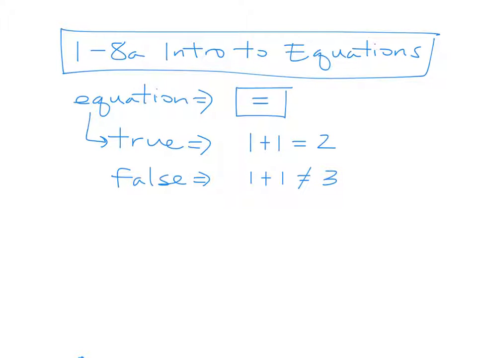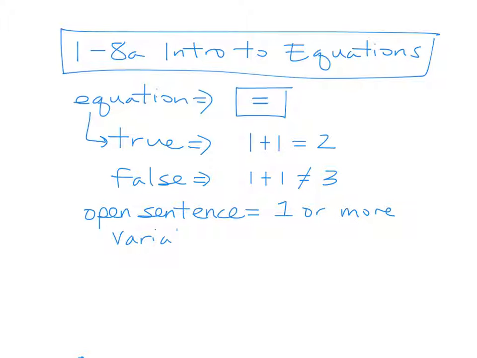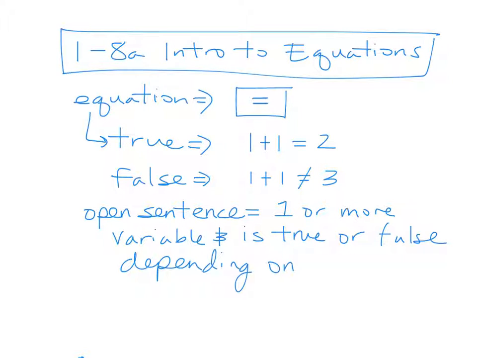There's also what's called an open sentence. An open sentence is an equation that contains one or more variables and can be true or false depending on the values of the variables. Okay, so that's an open sentence.